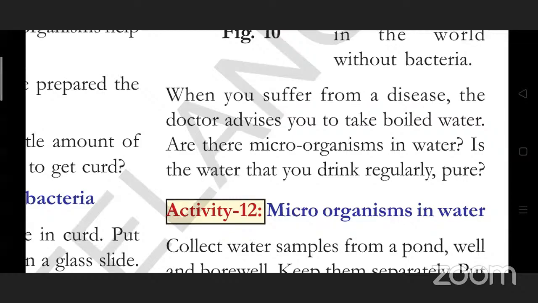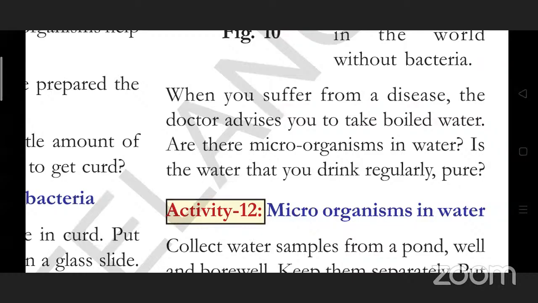When you suffer a disease, the doctor advises you to take boiled water. Are there microorganisms in water? Is the water that you drink regularly pure? Dear children, concentrate. When you are suffering with typhoid, when you are suffering with malaria, doctors advise us to take boiled water. Why do they advise us to take boiled water? What is the reason?